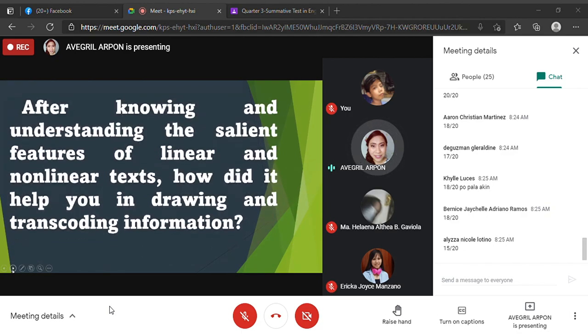Okay, so after knowing and understanding the salient features of linear and nonlinear text, how did it help you in drawing and transcoding information? After you had learned the difference between linear and nonlinear text last meeting, how did your learning from our discussion last week help you in drawing and transcoding information, for example, from linear to nonlinear, then nonlinear to linear text? Because in some of our activities last week, you were given a nonlinear text which you needed to transcode or give your interpretation of, in linear text.